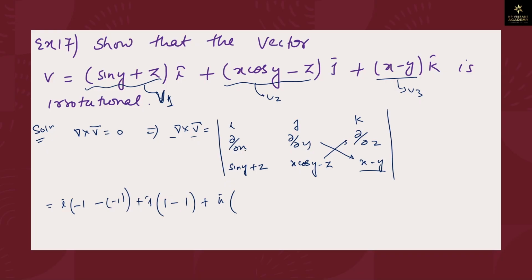This is del upon del x of cos y. And this is del upon del y of sin y plus z. This is minus cos y. Okay, so this is equal to 0 i cap plus 0 j cap plus 0 k cap. That is 0 vector. Hence we can say that since curl of v is equal to 0, then v is irrotational.